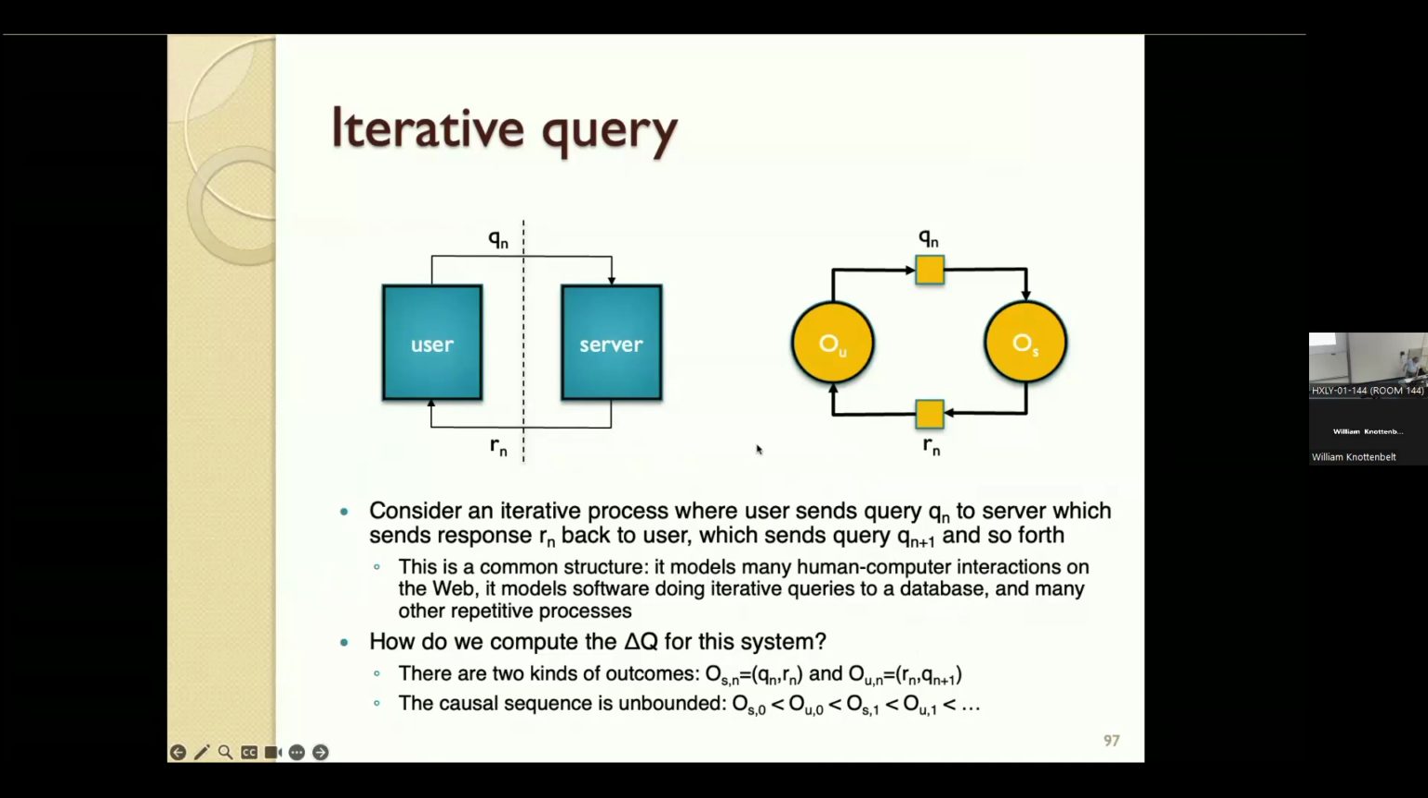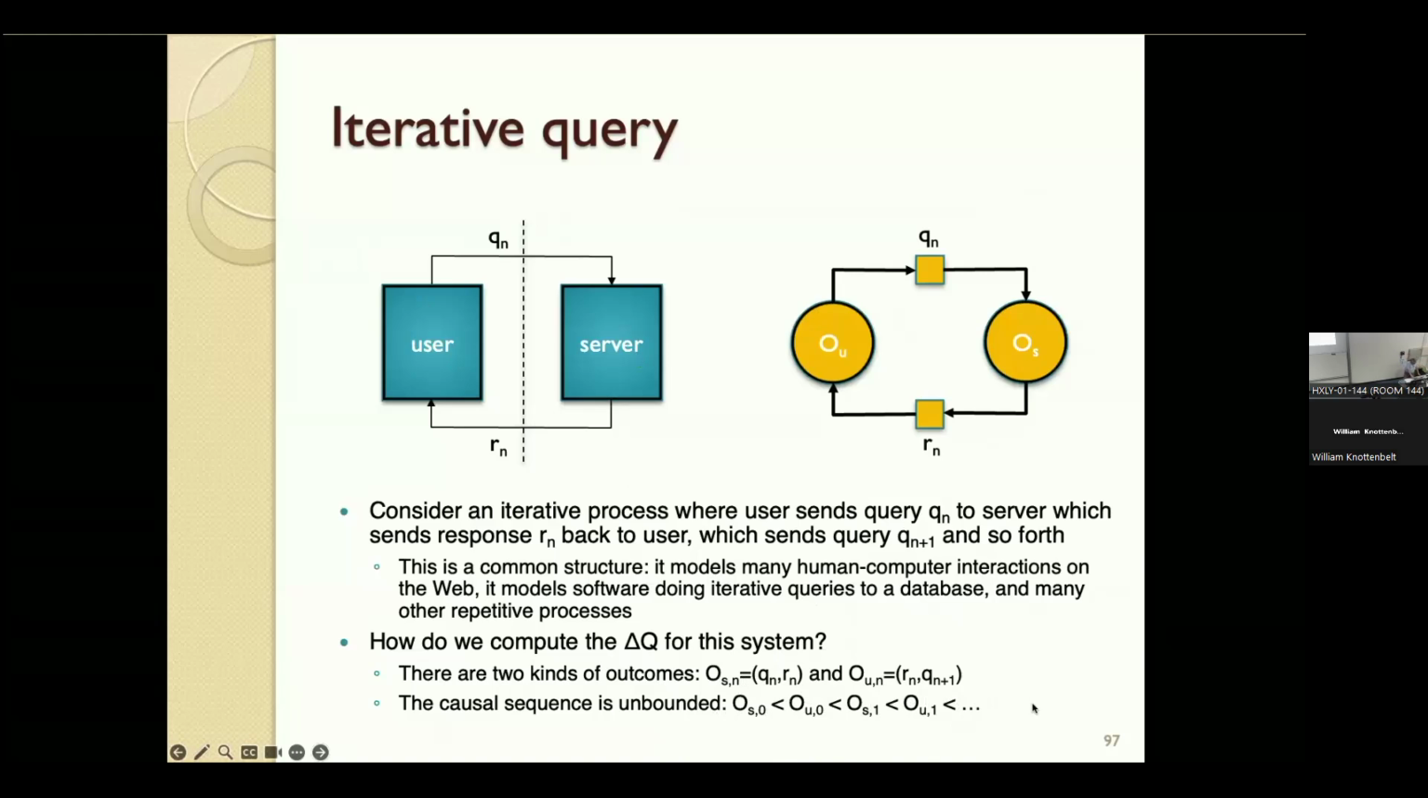So the question: what is the delta Q for this system? First of all, the outcome diagram. It's a cyclic graph here. But if you look at the actual outcomes, an outcome is a pair of a start event and a stop event. So we have query QN and response RN, that's an outcome. But also RN, QN plus 1, that's another outcome, which is causally dependent on the previous one. So there's basically an unbounded sequence of causally dependent outcomes.